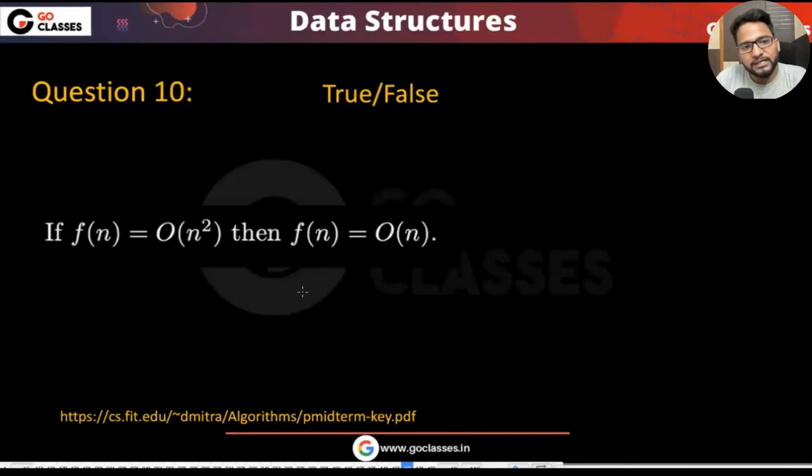If f(n) is order of n square, that's interesting. Tell me: if f(n) is order of n square, then f(n) is order of n. Is this true? This is false. Why? f(n) could be n log n also, right? Being less than or equal to n square doesn't mean it is less than or equal to n. So if f(n) is n log n, or maybe n square, then this is false. This is not always true. Yes, it can be n square also.